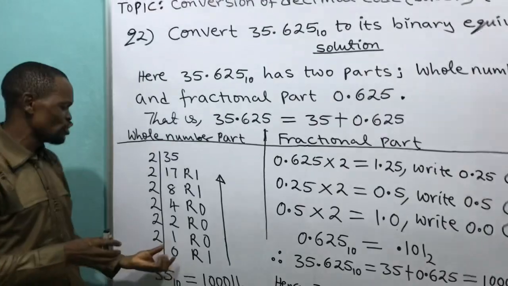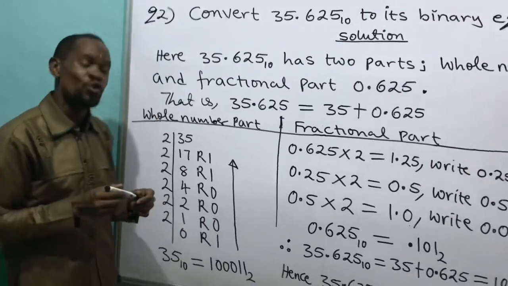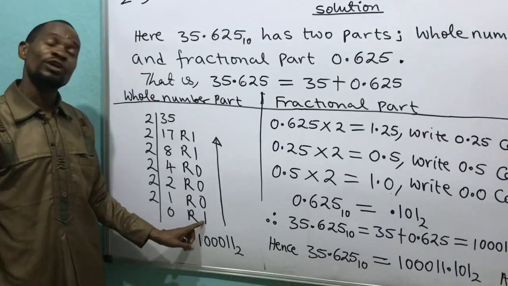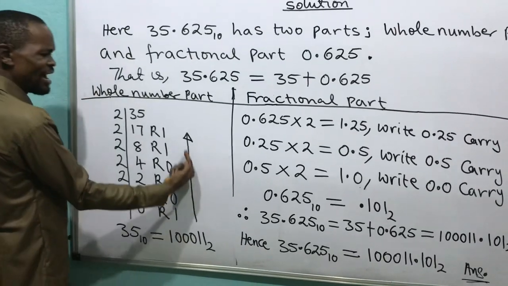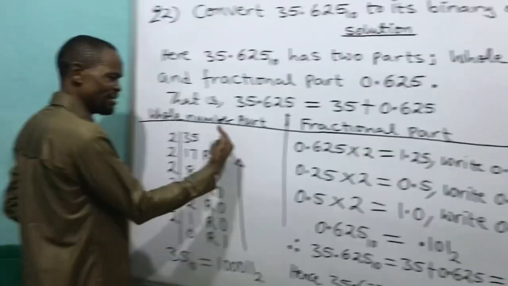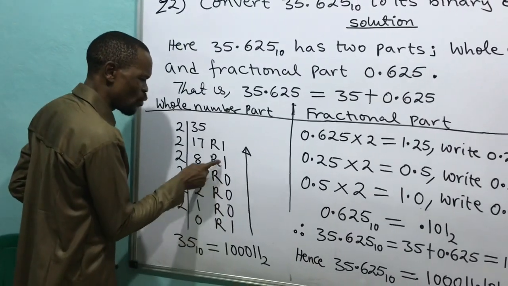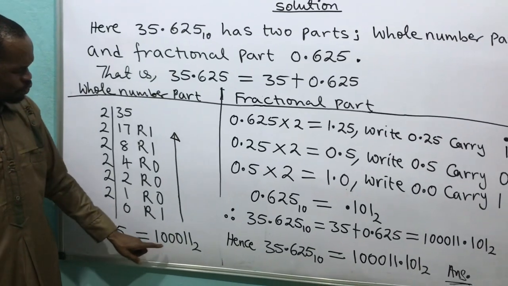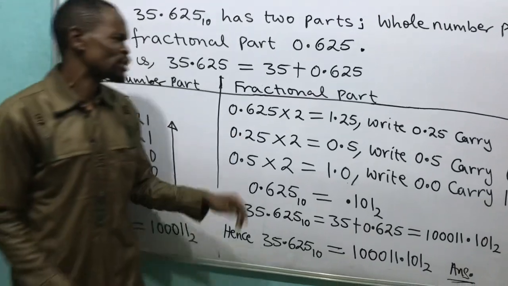I think I have explained to you how we get this. Now 2 divided into 1 is 0 because 2 cannot divide 1, so you have to keep it as a remainder. And you see the direction of taking the values, which is from down toward upward. I have 100011 base 2. And I say 35 base 10 is 100011 base 2. Then I go to the fractional part.